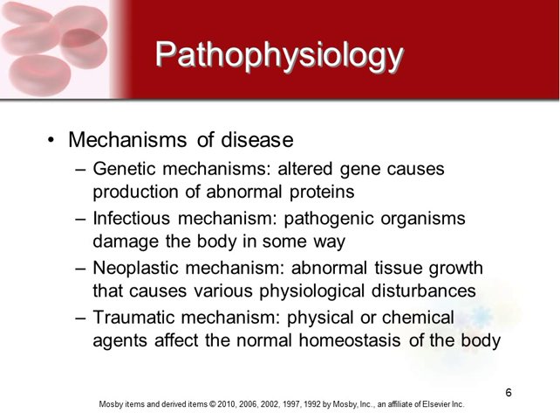And then there's the traumatic mechanism, and that's when you get a physical or a chemical agent that affects the normal homeostasis of your body. If you remember back from Chapter 1, homeostasis is maintaining that constant internal environment. So a traumatic mechanism is one that's altering your ability to do that, caused by something like a physical blunt trauma or a burn. It makes it so you can no longer maintain that constant internal environment.